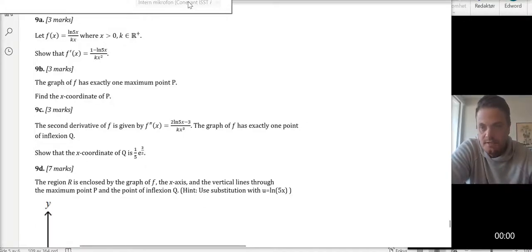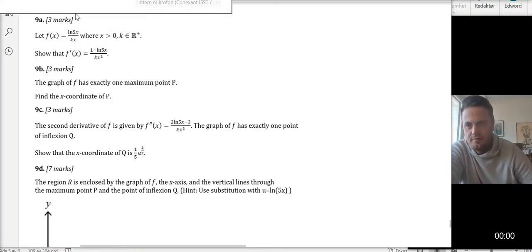Let's take a look at this exercise here. This is by far the most difficult one in this booklet. And the first thing we should do is to find the derivative of this. There's a lot of differentiation here just to make you get some repetition of this.